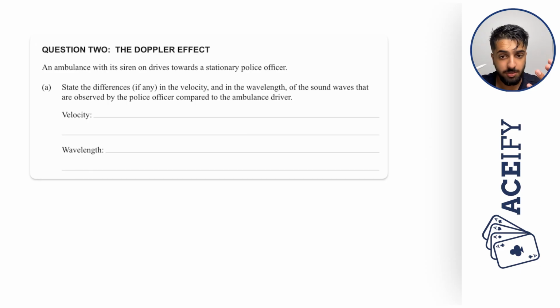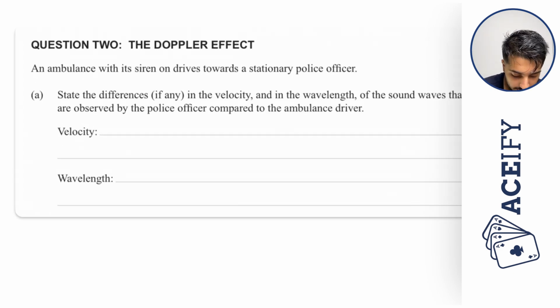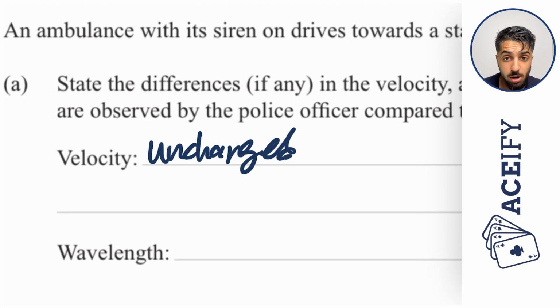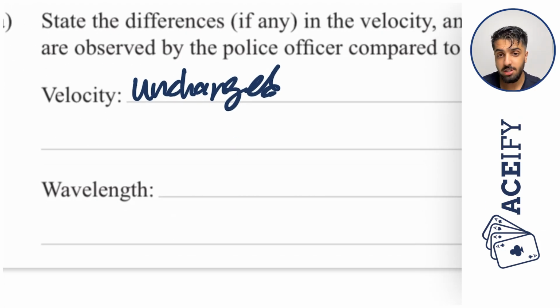Okay, so this is obviously a case of Doppler, as it says in the question. Now, in terms of velocity, when we're talking about Doppler, the velocity of the wave remains unchanged. So we can write that in, the velocity is unchanged. However, the wavelength does change when you compare it from the ambulance driver's perspective to the police officer's perspective.